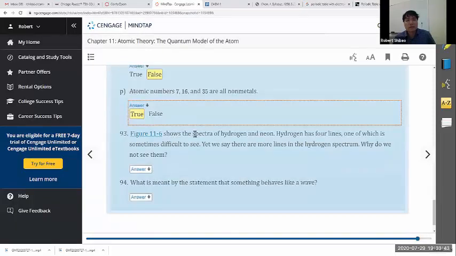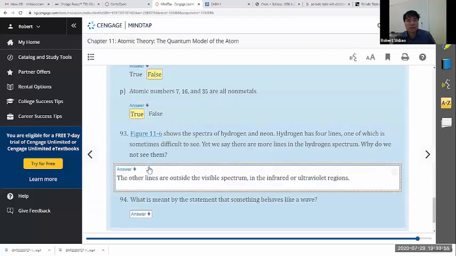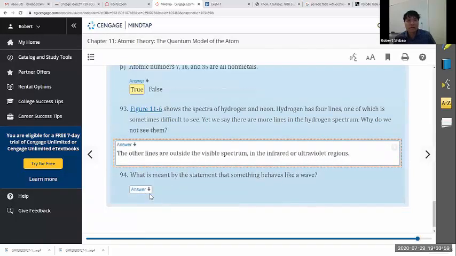Figure 11-6 shows the spectra of hydrogen and neon. Hydrogen has 4 lines, one of which is sometimes difficult to see. Yet we say there are more lines in the hydrogen spectrum. Why do you not see them? Because they're in the UV and IR. They're invisible. Infrared and ultraviolet, you can't see those. But they're there. You can use detectors to see them.